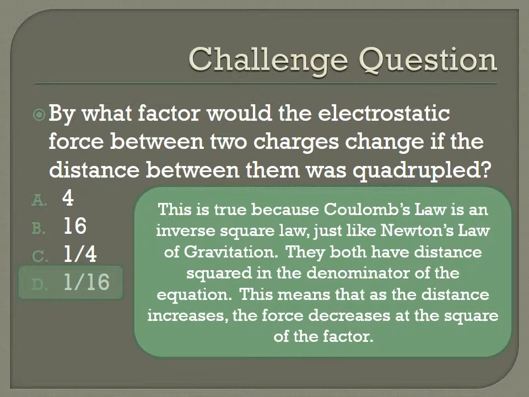That would be true since Coulomb's law is an inverse square law, just like Newton's law of gravitation. They both have distance squared in the denominator of the equation, and this means that as the distance increases, the force would decrease by the square of whatever factor it was increased by. So a 4 times increase in distance would be a 1/4 squared, or 1/16 factor of force. So it'd be 16 times less force if it's 4 times further away.